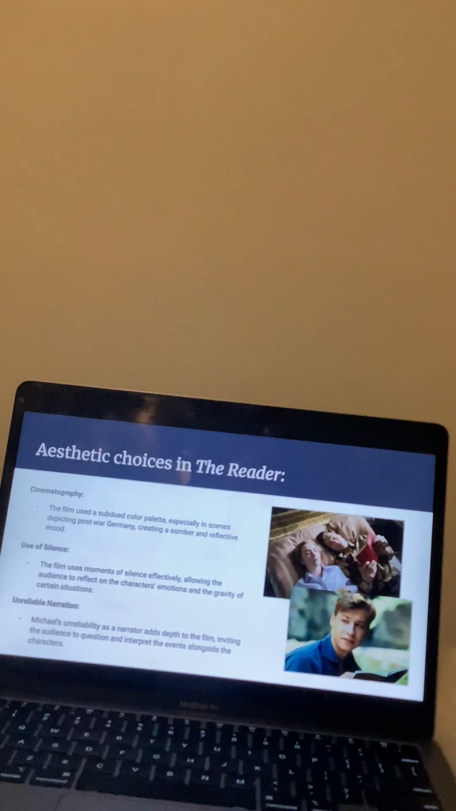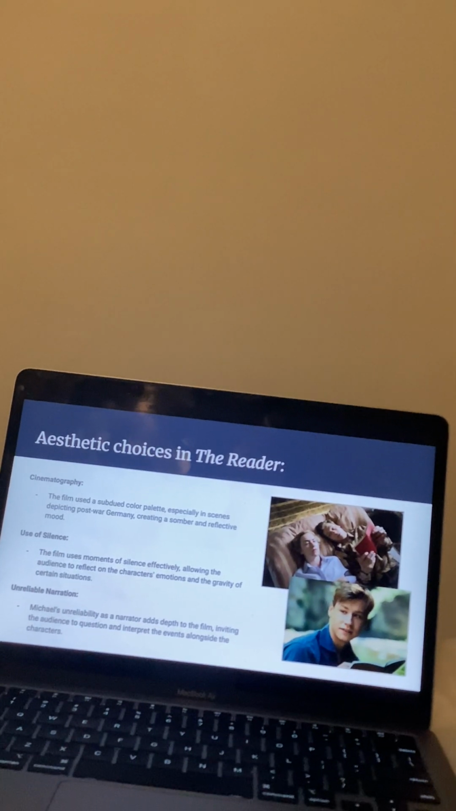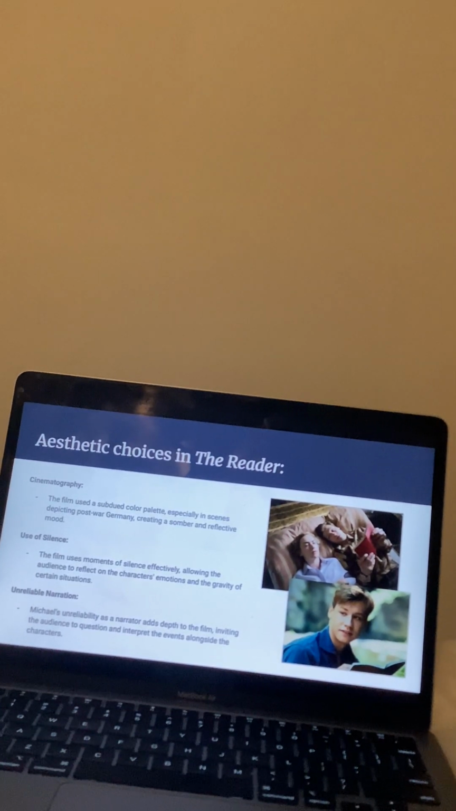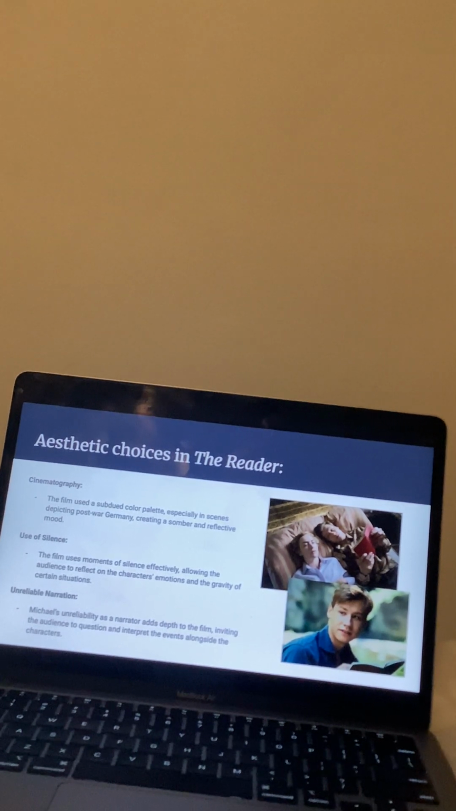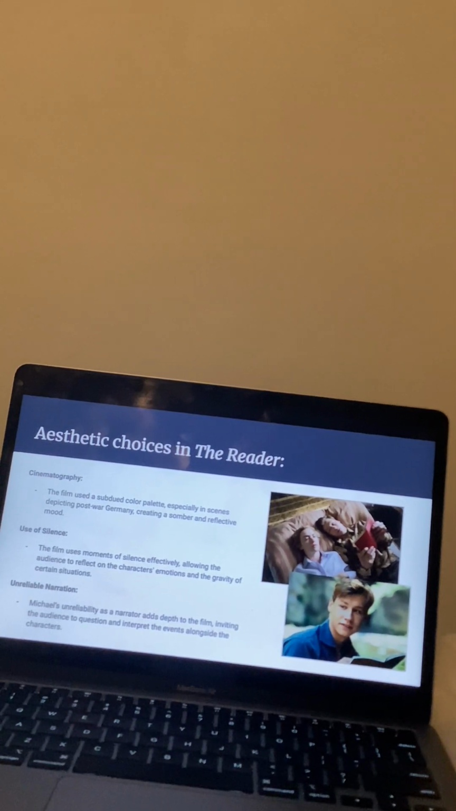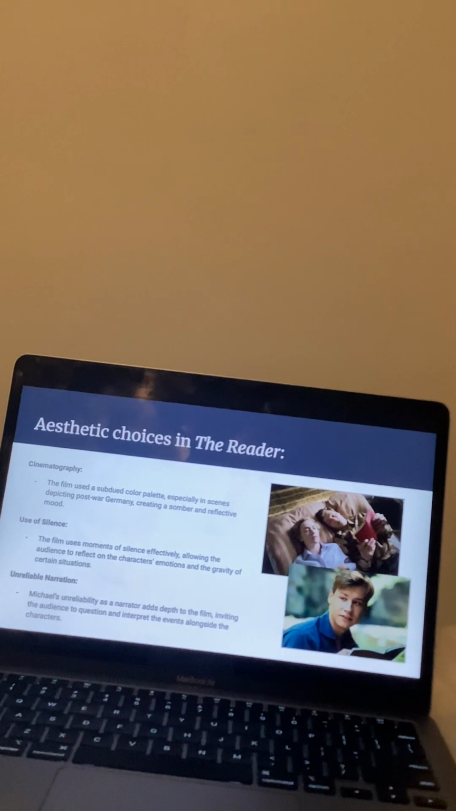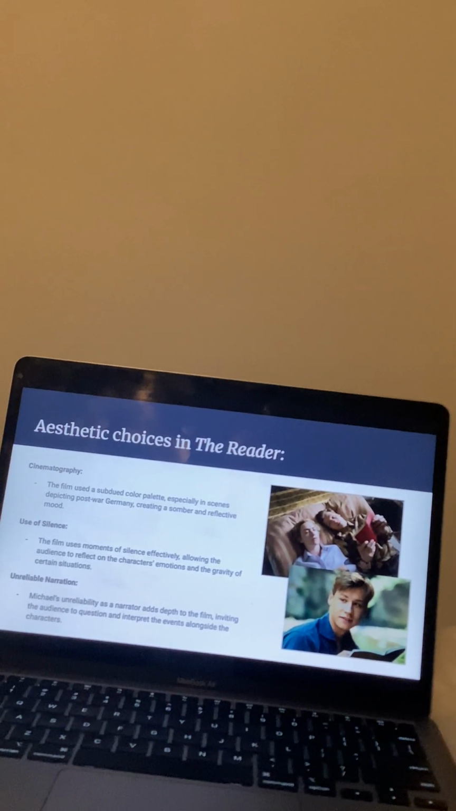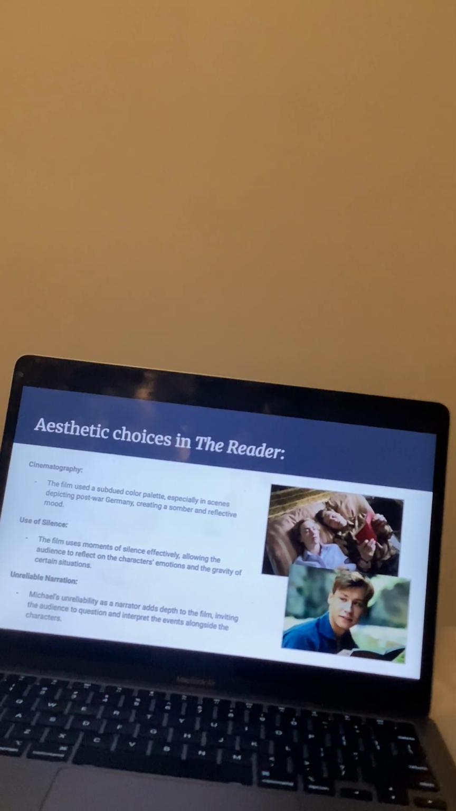Some aesthetic choices I found within The Reader include that it used a subdued color palette, especially in scenes depicting post-war Germany, creating a somber and reflective mood. It also used silence, and I said that the silence allowed the audience to reflect on the characters' emotions and the gravity of certain situations. And it also used an unreliable narrator, which was Michael, and it adds depth to the film, inviting the audience to question and interpret the events alongside the characters.